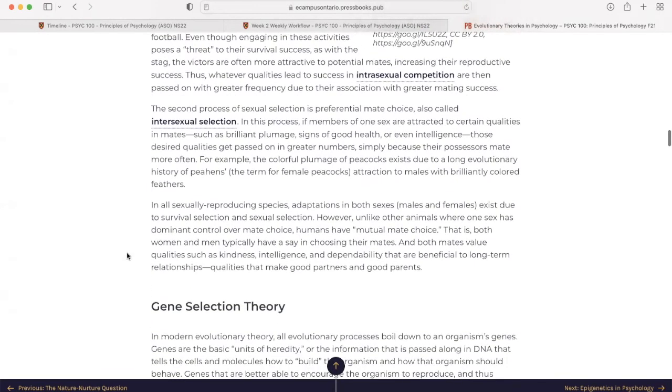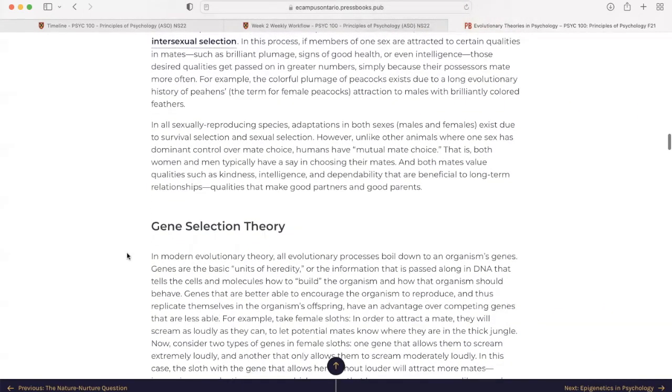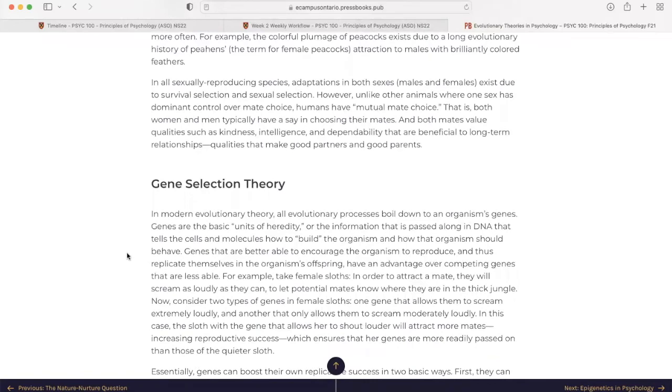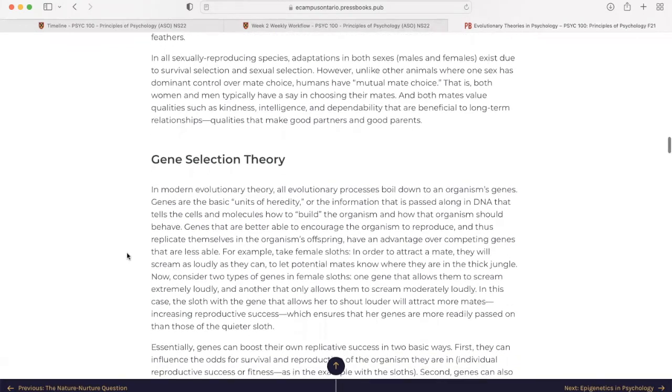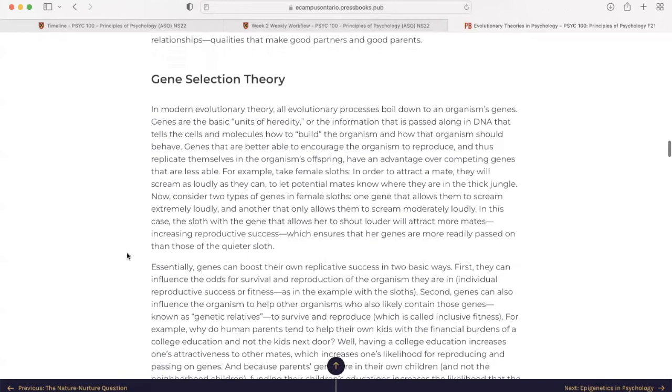In all sexually reproducing species, adaptations in both sexes, male and female, exist due to survival selection and sexual selection. However, unlike other animals where one sex has dominant control over mate choice, humans have mutual mate choice. That is, both women and men typically have a say in choosing their mates, and both value qualities such as kindness, intelligence, and dependability that are beneficial to long-term relationships, qualities that make good partners and good parents.